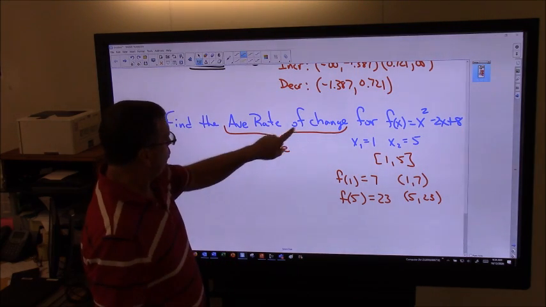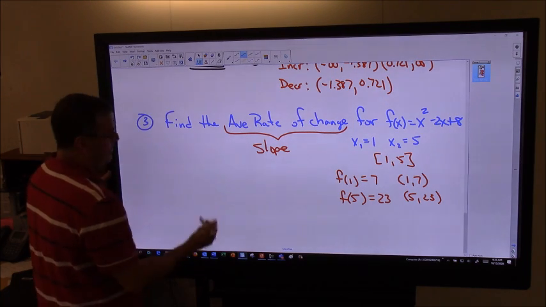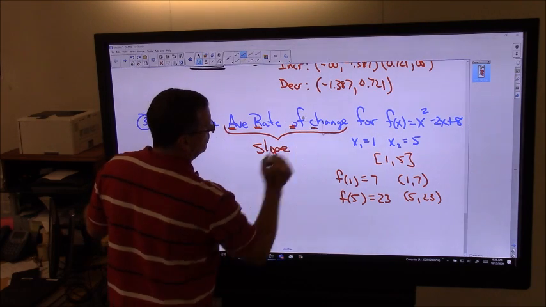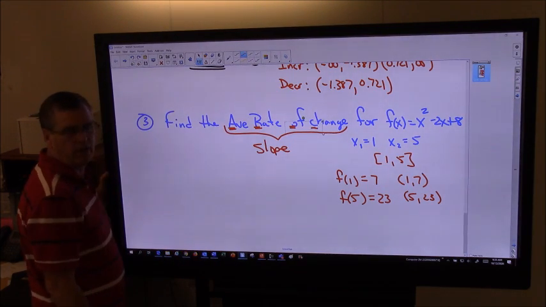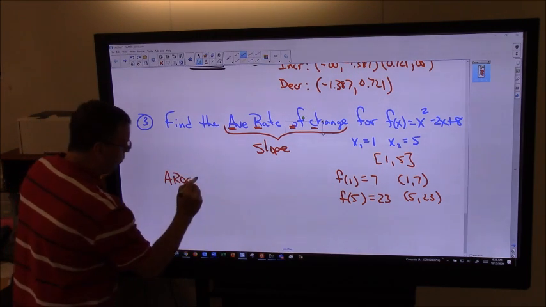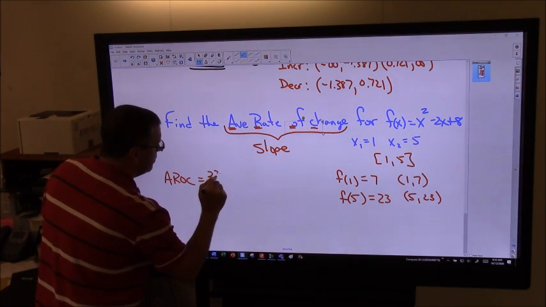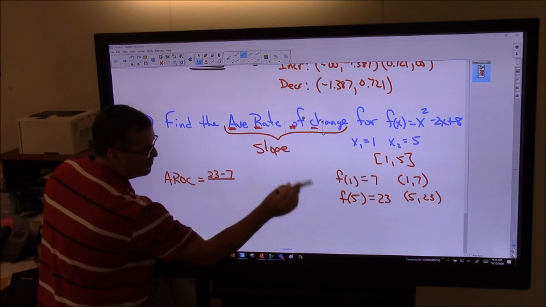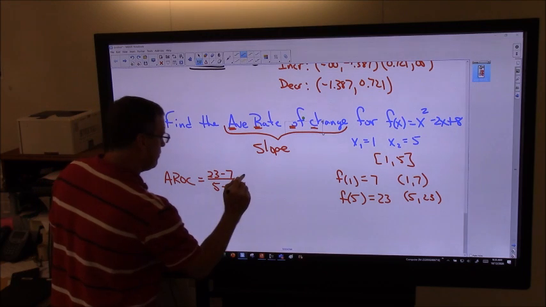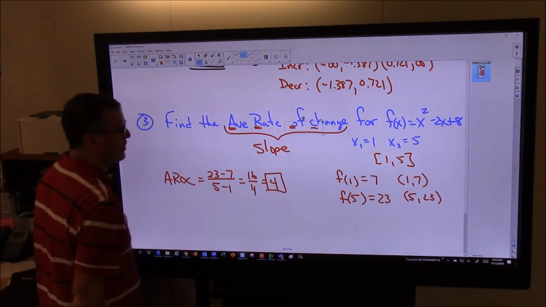So find the average rate of change, which means slope. I really just want to find the slope between those 2 points. And I usually abbreviate this A-R-O-C. Sometimes people call it AROC. Average rate of change is just a slope, y2 minus y1. So 23 minus 7 over x2 minus x1. Subtract that, you get 16 over 4. There's my average rate of change.